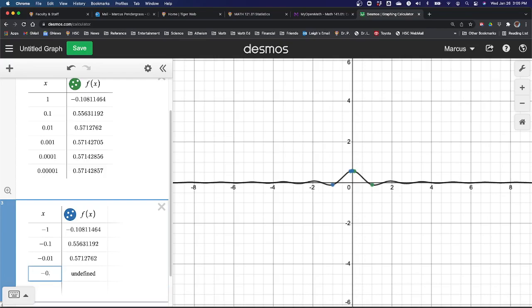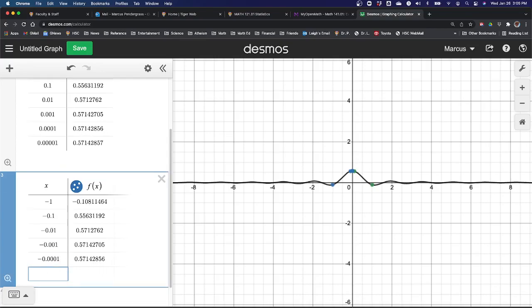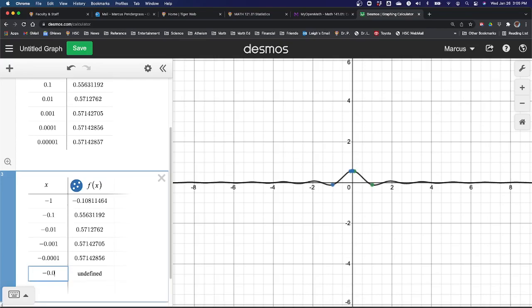Minus 0.001, 0.5714. This is looking very familiar. Maybe do one more just as a safety check. Look at that. I'm getting the same answers roughly, actually to quite a few digits as I got before. 0.57142856. If I added one more notch of closeness, I'm getting the same things approaching from the left as I am approaching from the right.